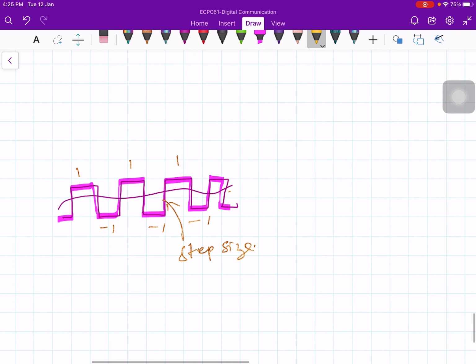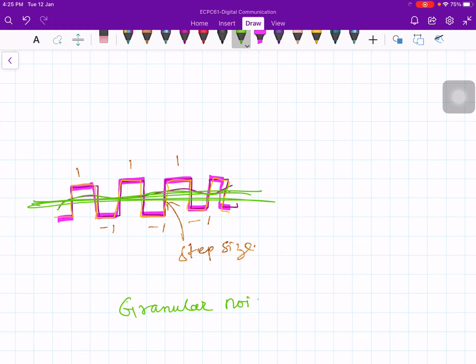Similarly, if you give this to a low pass filter, instead of getting a slowly varying signal like this, you will get a constant line, a straight line like this. That slow variation will be killed by the low pass filter. So this type of distortion is called granular noise, and this is called the granular noise problem.